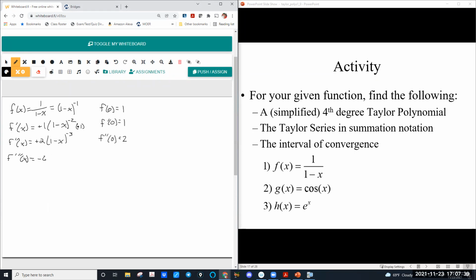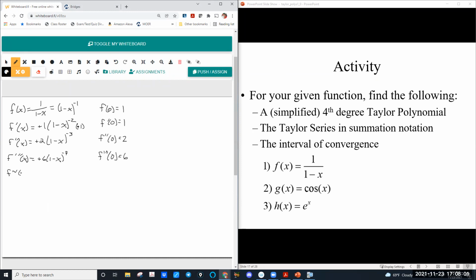-3 times 2 is -6 times 1 minus x to the -4. Once again, multiply by a -1 because of the chain rule. All these end up coming out positive, so we're seeing that pattern. And you might start to notice the other pattern. Notice what's happening. The exponent's coming down and multiplying by that next number.